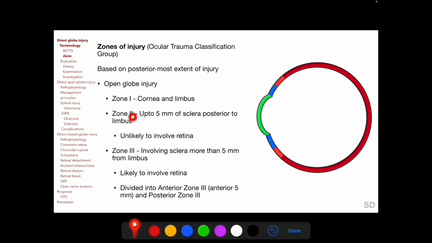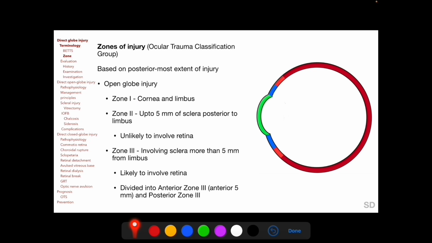In Zone 2 open globe injury, the posterior-most extent of the full thickness defect is in the region of the sclera within 5 mm posterior to the limbus, as shown by the blue zone in this diagram. And in Zone 3 open globe injury, the posterior-most extent of the full thickness defect involves portion of the sclera more than 5 mm posterior to the limbus, as represented by the red zones in this diagram.